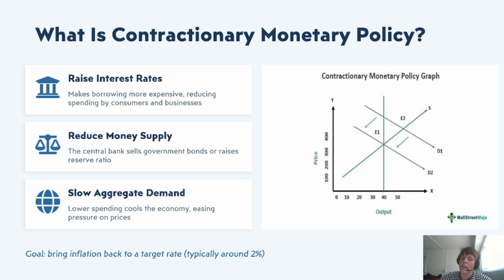As you can see in the contractionary monetary policy graph, when aggregate demand shifts left, both the price level and real GDP fall. The ultimate goal is to bring inflation back to a target rate, typically around 2%.